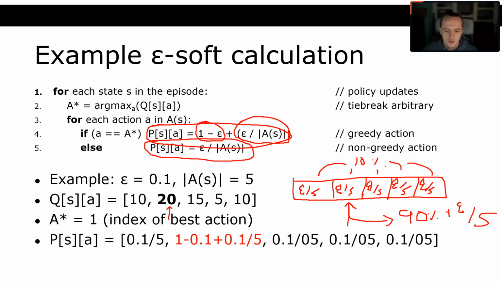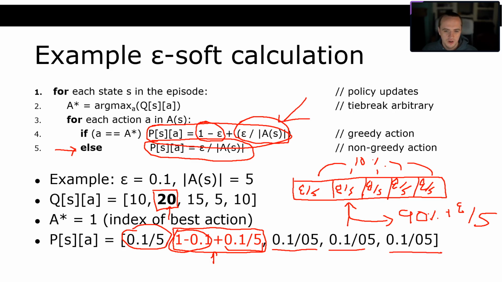If we look at these values then, this one here is the maximum action, which correlates to this index down here. So I just plugged in the numbers. Anything but this one is a non-greedy action, so we do the else. This one is 0.1, which is epsilon over 5, which is the number of actions. This one here, we have 1 minus epsilon, which is the 90%, plus 0.1 over 5. That's this formula here. And then here, here, and here, they're also non-greedy actions, so we apply this formula to those.